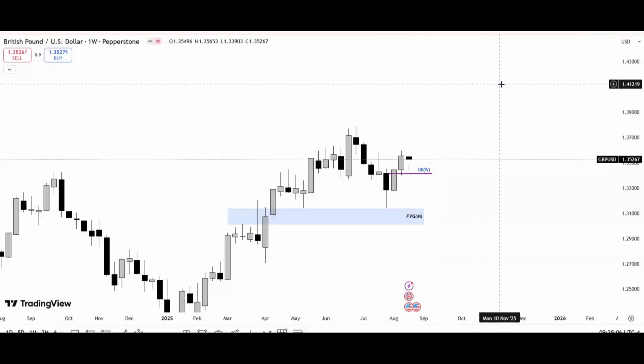And of course, with the DXY, we're anticipating that DXY is going to give us bearish price action. So those are good confluences, because remember, pairs that are negatively correlated, we expect to see opposite directions.